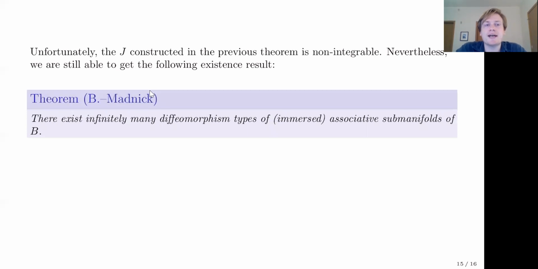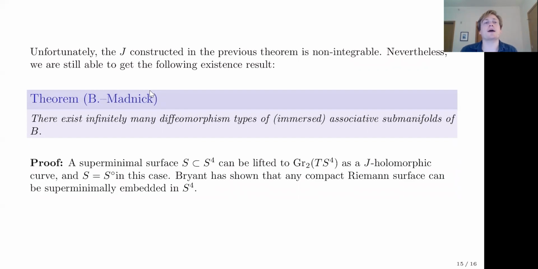So our theorem then is that there exist infinitely many diffeomorphism types of immersed, and these will be generically one-to-one, associative submanifolds of B. So we're able to use our result to say that there are really lots and lots of immersed associative submanifolds in B, and there are all sorts of topological types. There are infinitely many diffeomorphism types here. So I'll give a sketch of the proof of this.